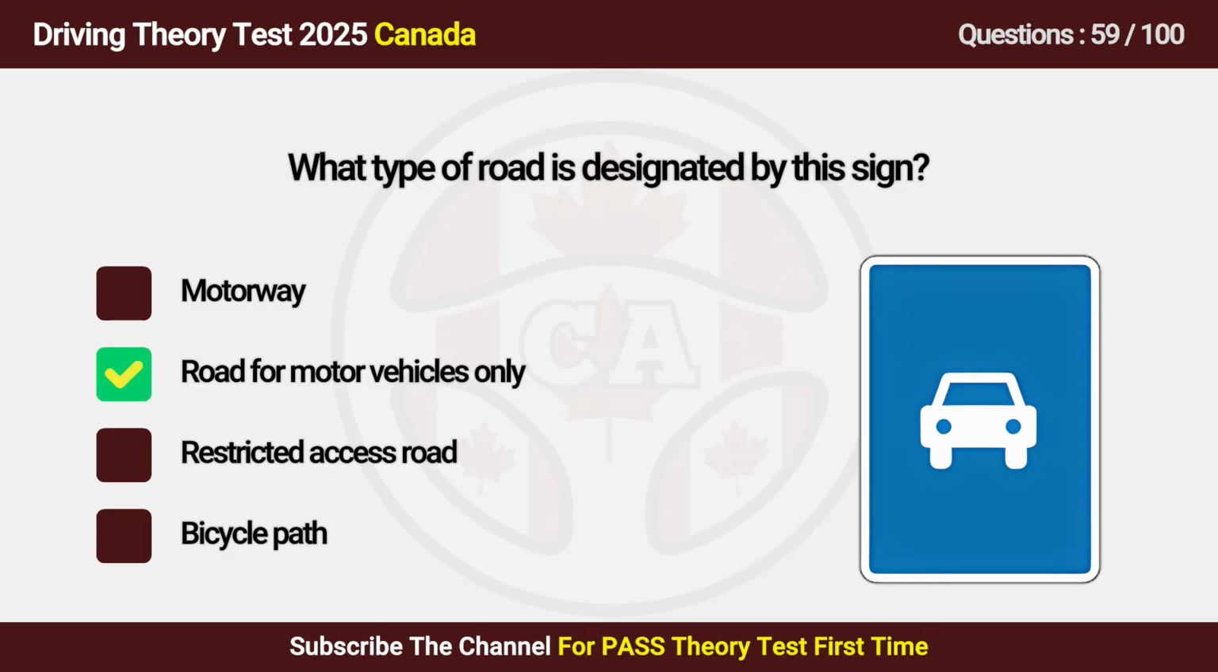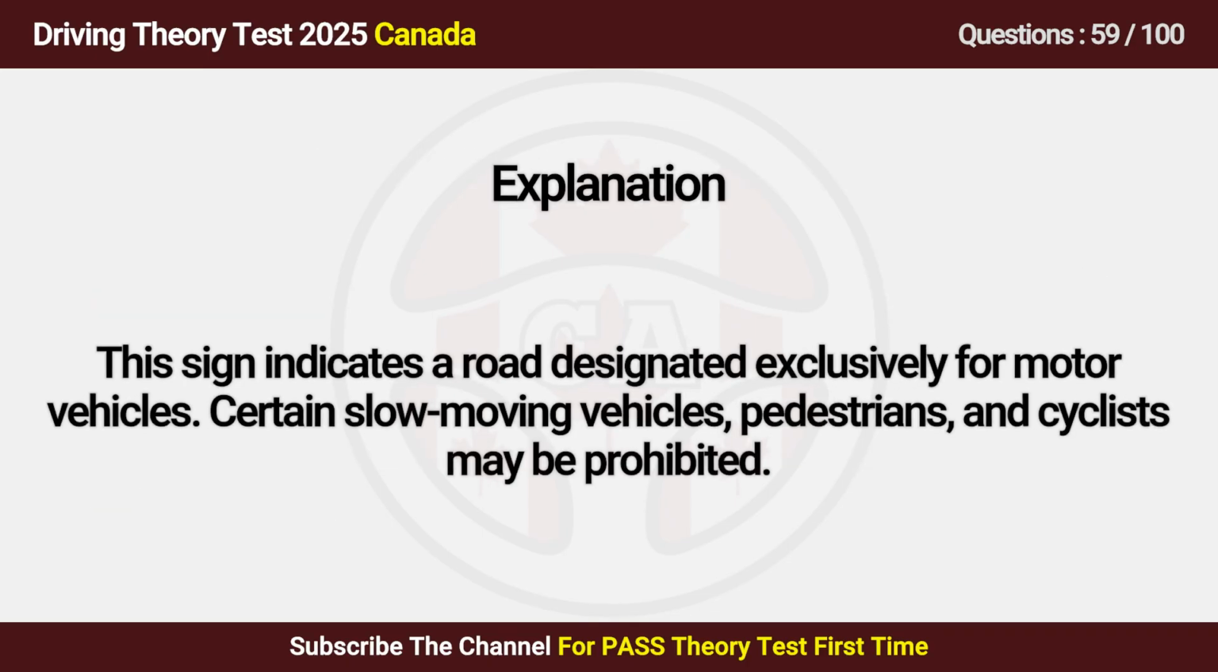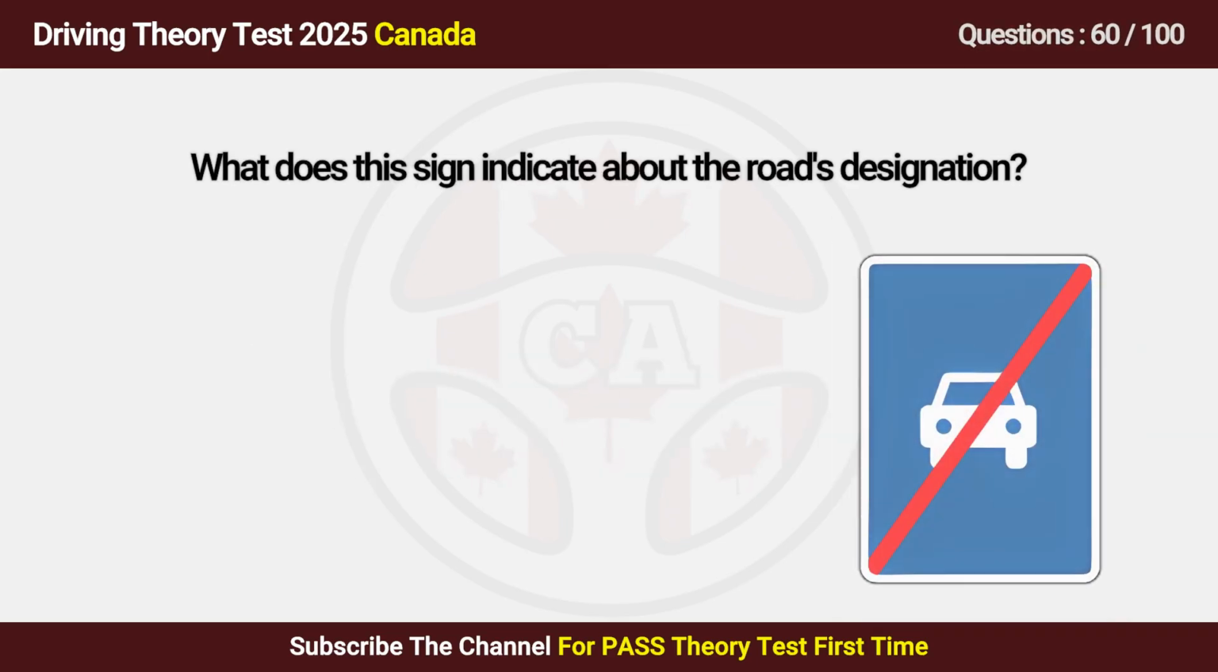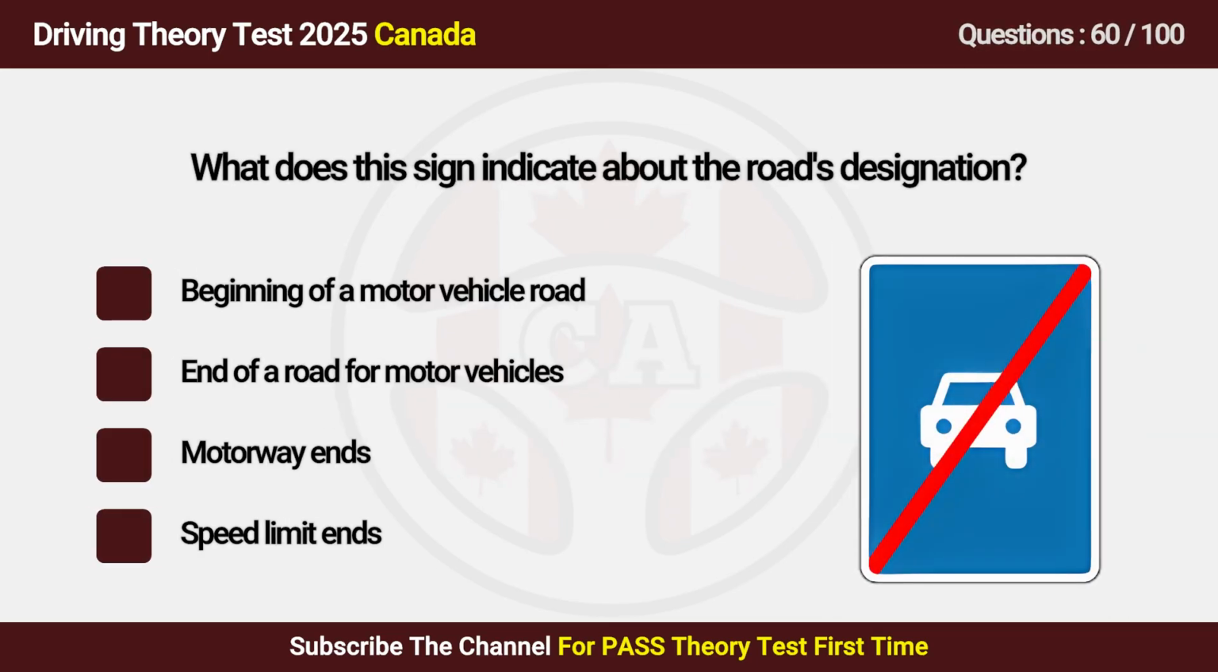Answer is B. Road for motor vehicles only. This sign indicates a road exclusively for motor vehicles. Certain slow-moving vehicles, pedestrians, and cyclists may be prohibited. Question 60. What does this sign indicate about the road's designation?